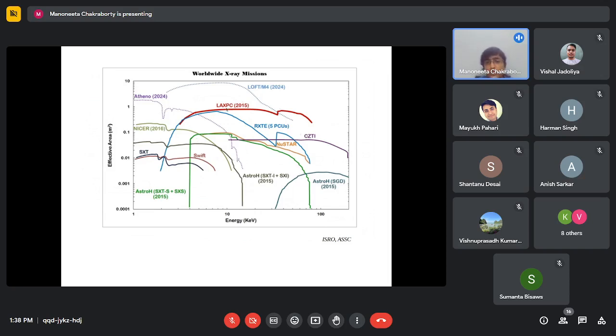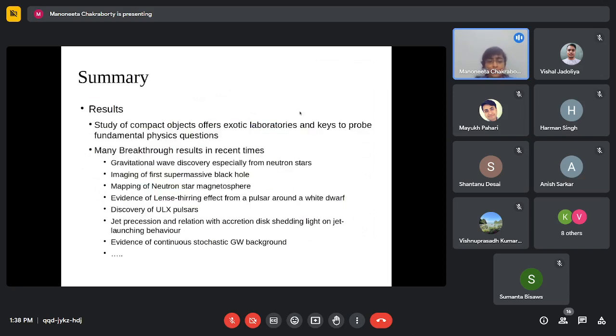And this is LAXPC, which is one of the instruments on board AstroSat. You can see that sensitivity-wise, it's doing great, particularly in the higher energies. And this has resulted in, not just AstroSat, but all these observatories together has resulted in almost path-breaking results in very recent times.